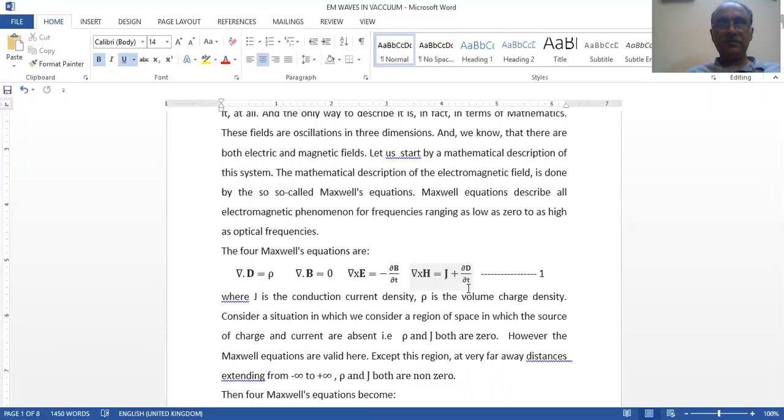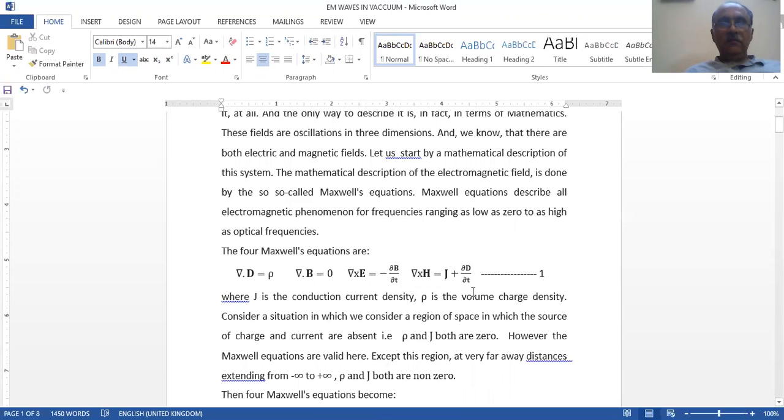Now consider a region of space which is free of any type of charge density and current density. So both the volume charge density rho and the current density J are zero. However, a question arises whether the Maxwell equations will be valid in such a region, which is devoid of free charges and current density. The answer is yes, the Maxwell equations will still be valid here.